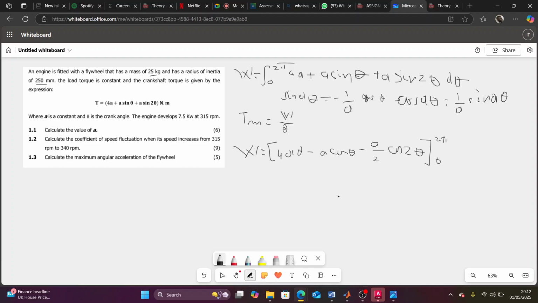Can you please explain? I don't understand. Okay, I'm just applying this formula here of sine. I'm integrating first 4a, which is 4a theta. Next, I'm integrating a sine theta, which is minus a cos theta. Why minus? Because I said integration of sine a theta is minus 1 over a cos theta. Do you know why it is minus? It is minus in such a way that if you differentiate, you get what you had before.